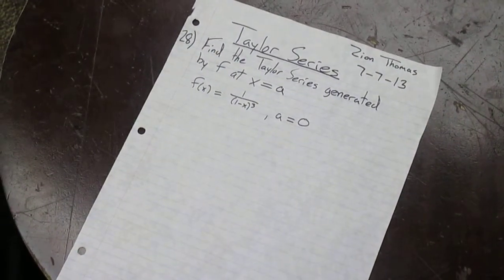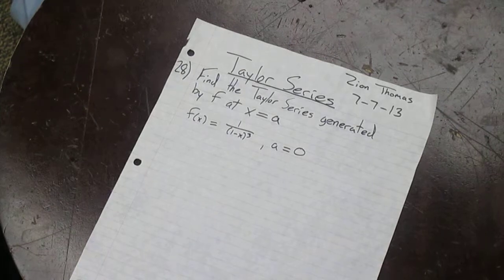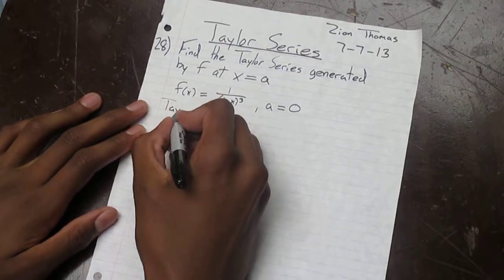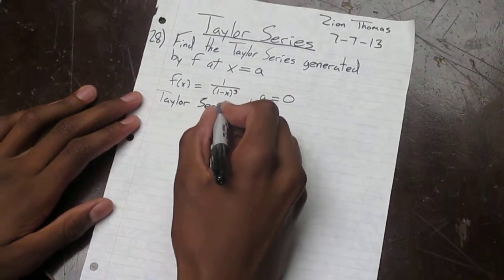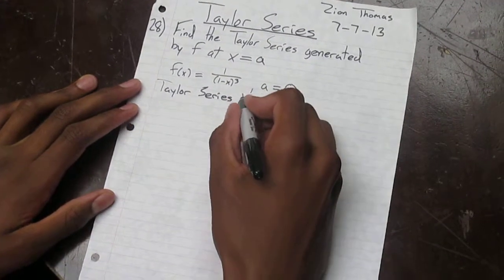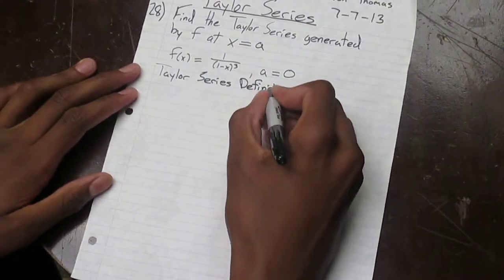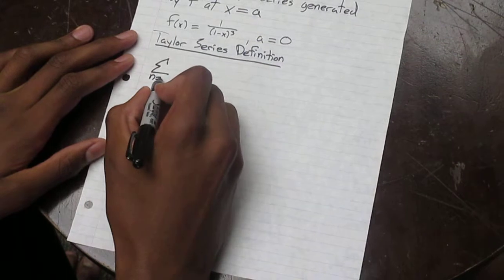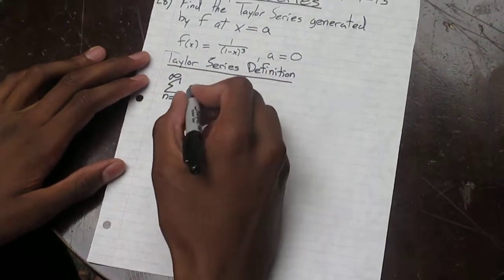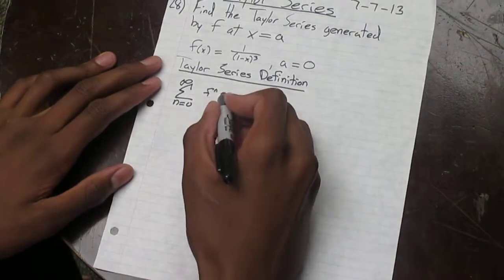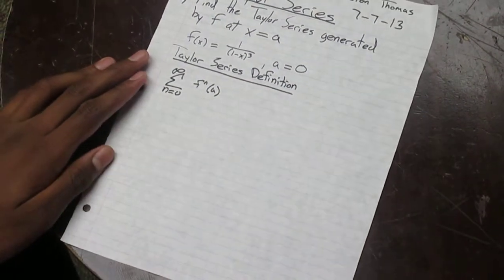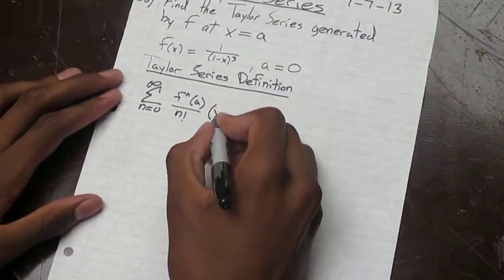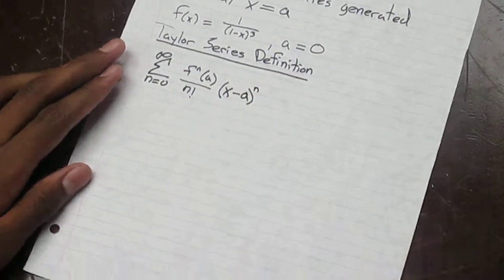Hello, my name is Zion Thomas, and today we're going to be doing an example problem of creating the Taylor series of a function. Essentially, the Taylor series definition represents the approximation of a power series using the derivatives of the function. You can write this as the summation of the function's nth derivative at a, which is where you're centering your approximation, over n factorial times x minus a to the n.